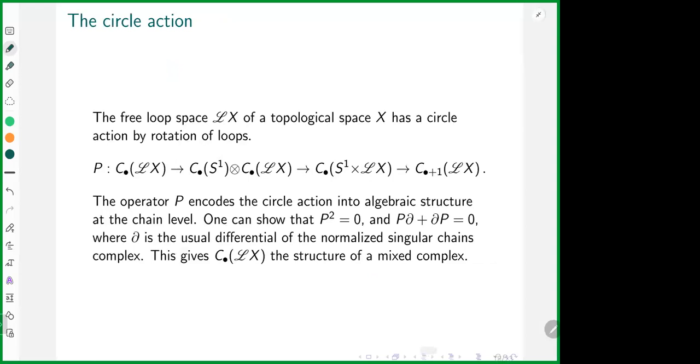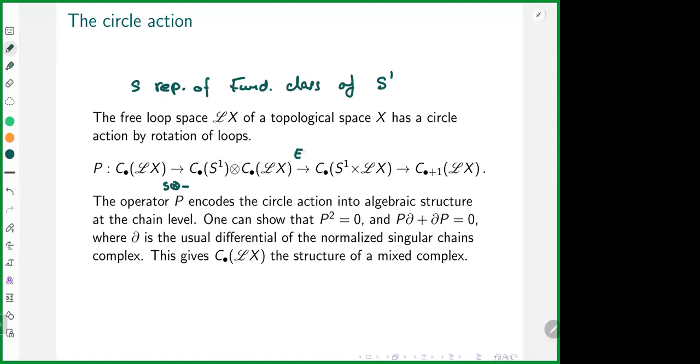So the free loop space again has an action by rotation of loops. So for example, let's say the little f is the fundamental path of S1. Then if I have a chain on the free loop space of X, I can tensor with this class. I'm sorry, this is a representative, so it's a chain, right? It's a representative of the fundamental class of S1. I can tensor with it, and then I get an element here.